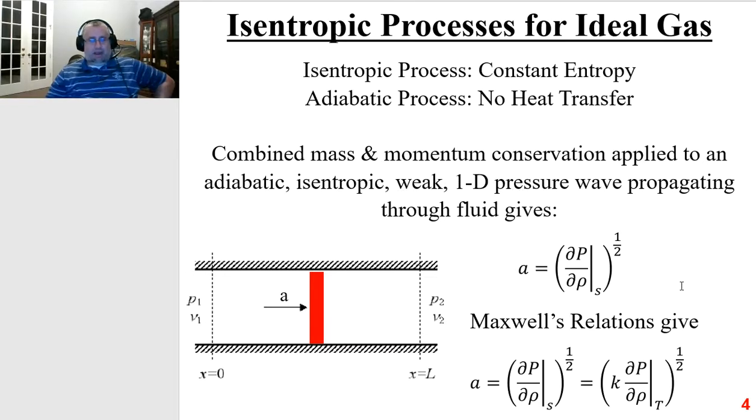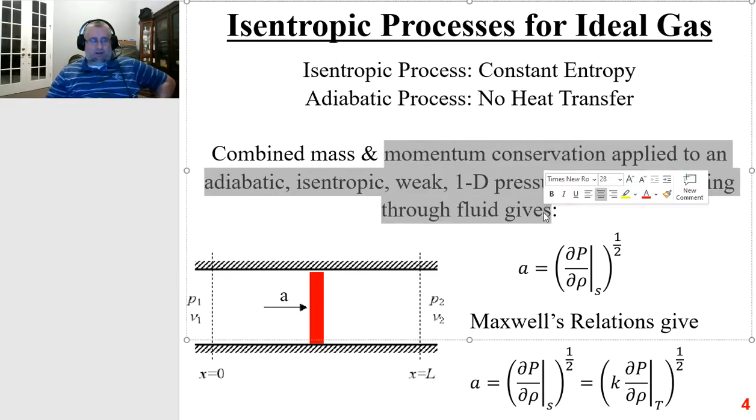There is then from thermodynamics a Maxwell relation, which again I won't derive for you, you'll just have to take my word for it, that allows us to relate this differential at constant entropy to a similar differential at constant temperature. So it's going to be K, which is that ratio of specific heats, multiplied by the partial derivative of P versus the partial derivative of rho at constant temperature, raised to the 1/2 power. So that's what we'll use as our expression for the speed of sound, the speed of energy propagation in this fluid, given this process path information and all of these underlying simplifying assumptions for an ideal gas.